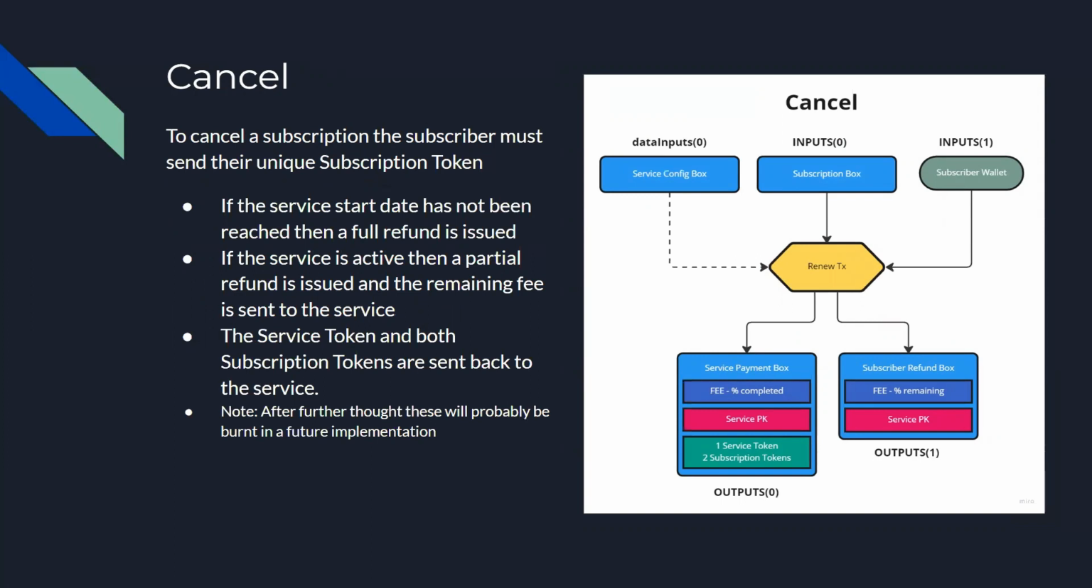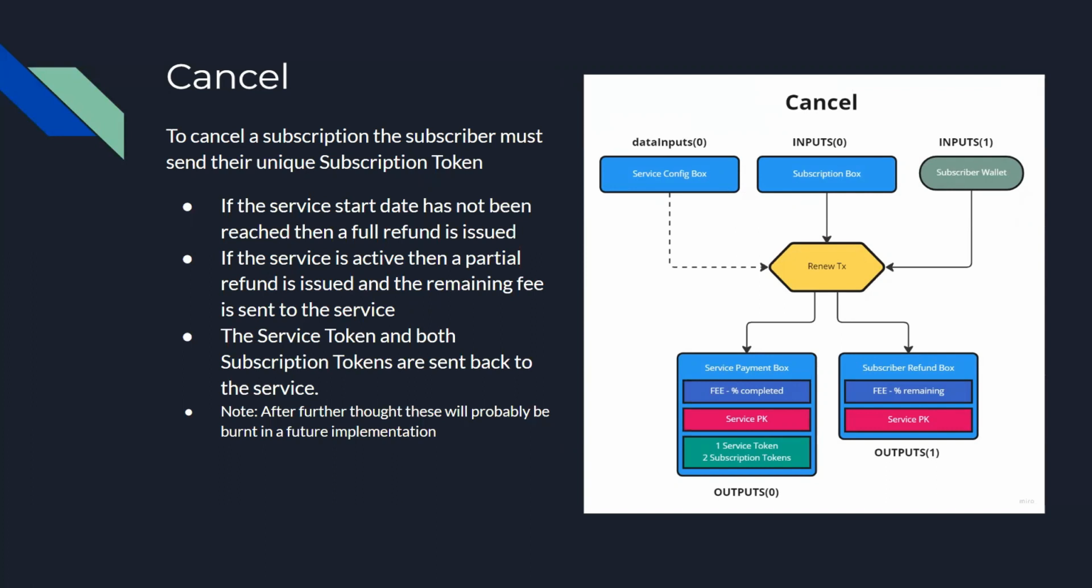Say you don't like whatever service you subscribed to and you want to cancel. To cancel a subscription, you must hold the unique subscription token in whatever wallet you're trying to interact with. If the service start date has not been reached, there is a feature where you can set service dates to be in the future if you wanted. So say you have a bunch of people subscribe and the service doesn't start till a certain date or whatever, and people want to cancel before then, they can get a full refund.